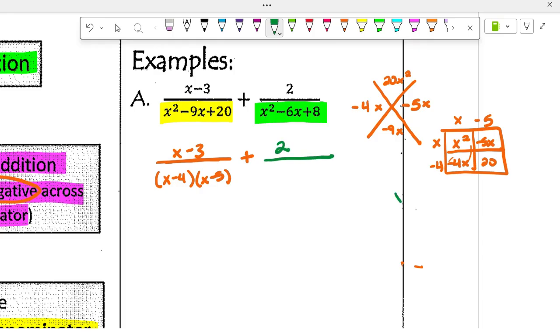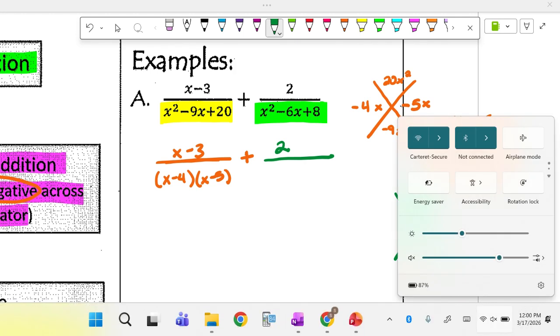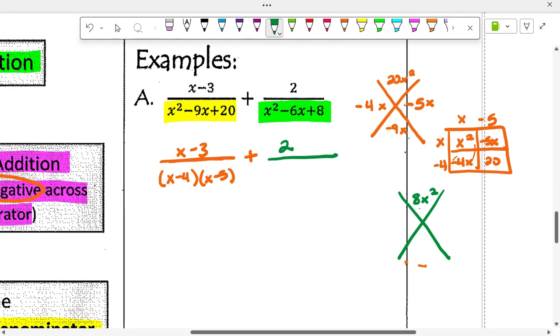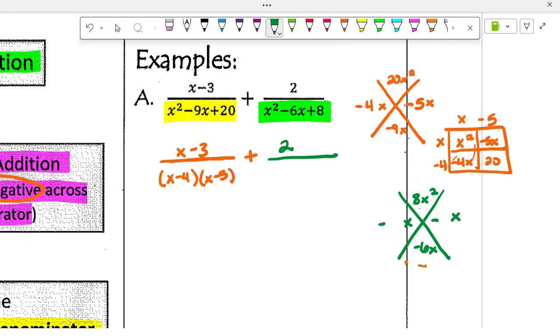Let's factor the second one, so the green. What goes on top? 8x squared. Bottom, negative 6x. So I have x, multiplying to a positive, adding to a negative, so both signs have to be negative. Two factors of 8 that add to 6. 4 and 2.